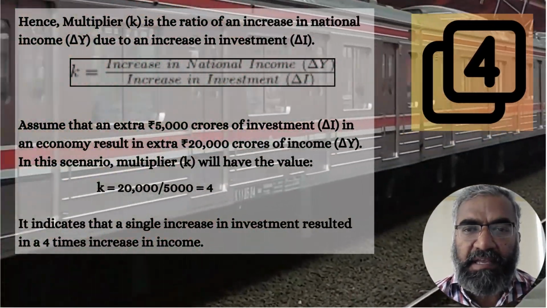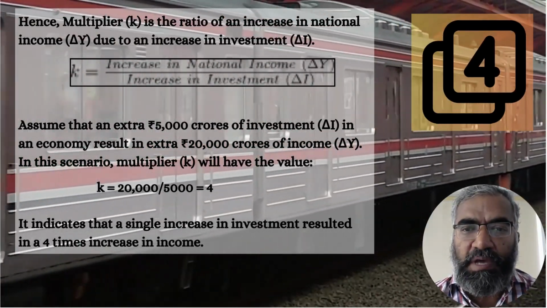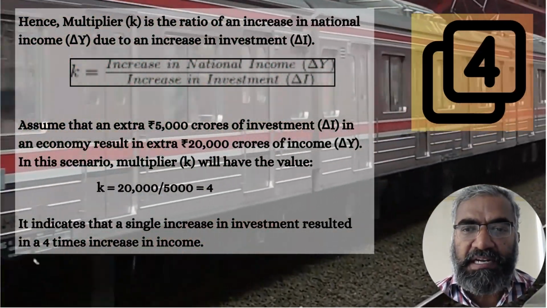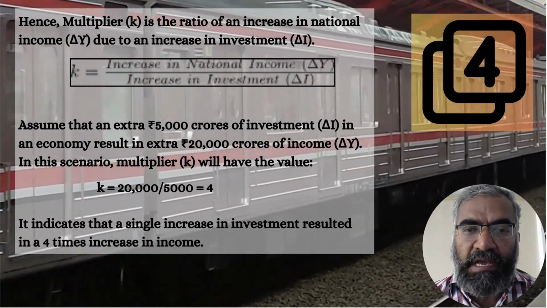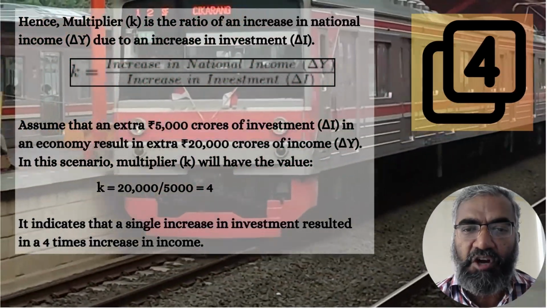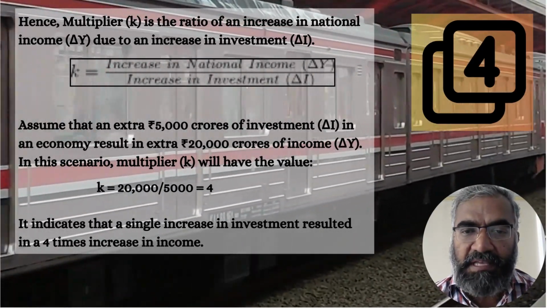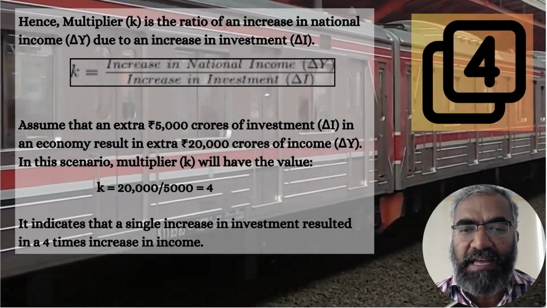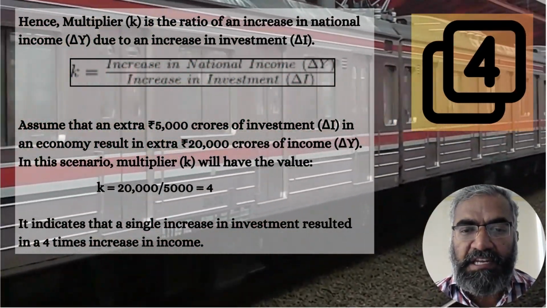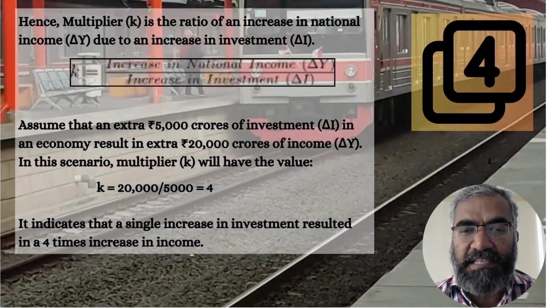Hence, multiplier K is the ratio of an increase in national income delta Y due to an increase in investment delta I. So, K is equal to delta Y by delta I. Assume that an extra 5,000 crores of investment delta I in an economy results in an extra rupees 20,000 crores of income delta Y. In this scenario, multiplier K will have the value K is equal to 20,000 by 5,000, that is 4. It indicates that a single increase in investment resulted in a 4 times increase in income.